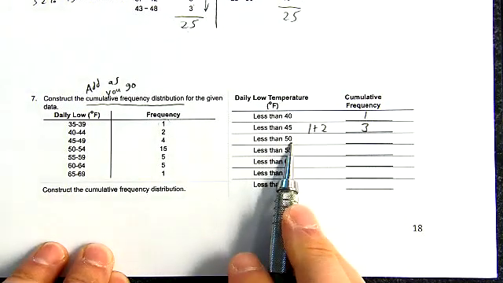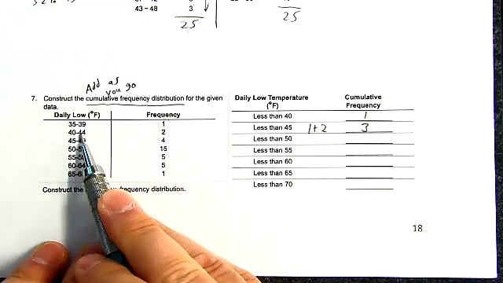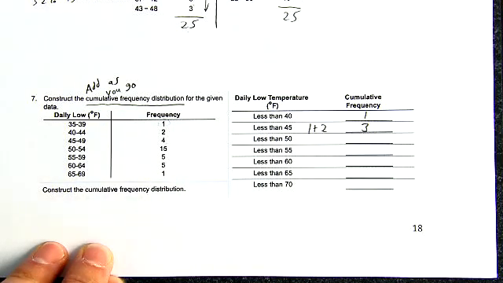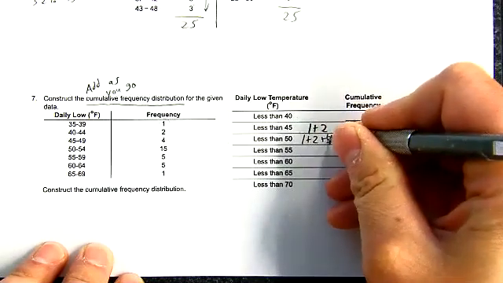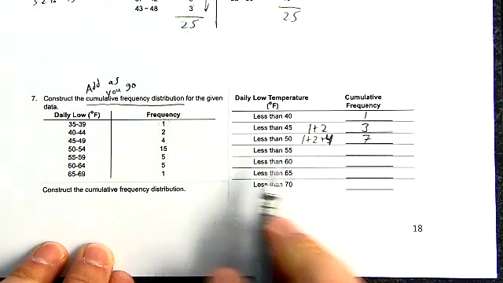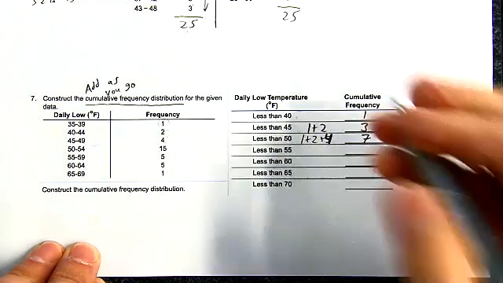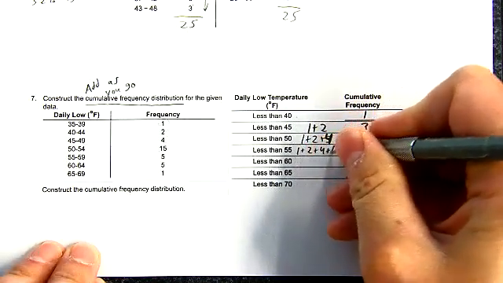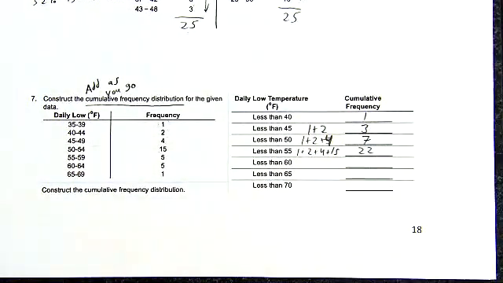Then it says less than 50. Well, these 4 are less than 50, but so are these 2, but so is this one. So it would be 1 plus 2 plus 4, 7. Okay, less than 55. 1 plus 2 plus 4 plus 15, or 22. Now there's an easier way to do this than what I'm showing. So let's do the next one the easy way.